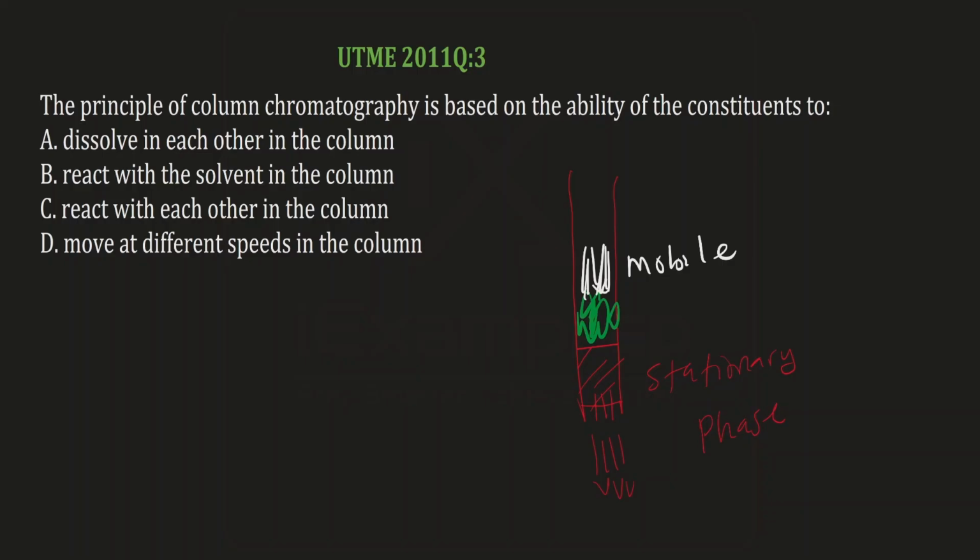Looking at the options, the most correct option is going to be option D. Option D says the component or the constituent moves at different speeds in the column, right? So option D is the most correct option.